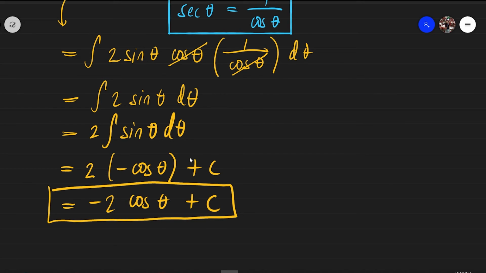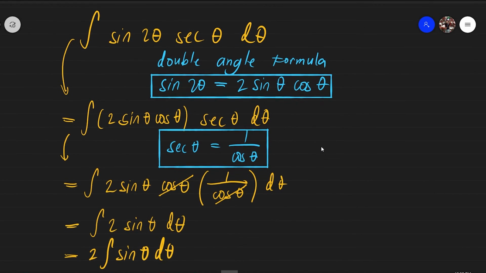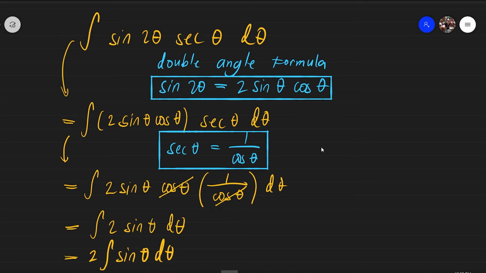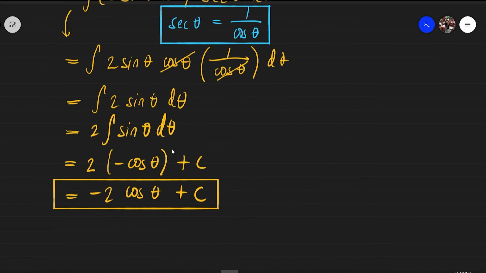See? It was a short solution. So what we did was just manipulate the function. The goal was that all of the trigonometric functions should have the same argument. So we apply the double angle formula. Then we try to simplify the function. Then we arrive at the integral of sine theta d theta. Then we have a formula for the integral of sine theta, right? So the result is negative 2 cosine theta plus c.